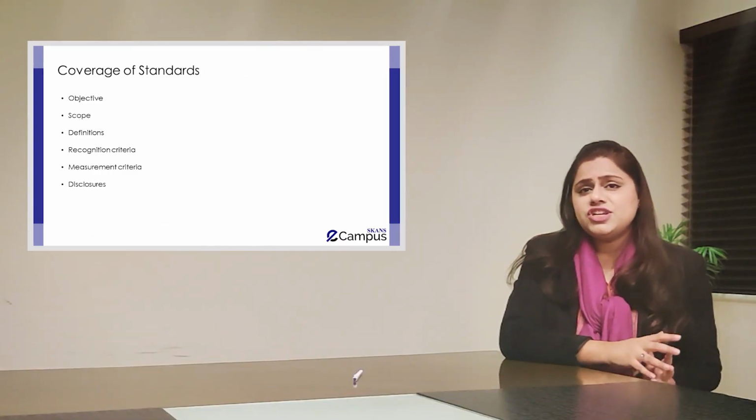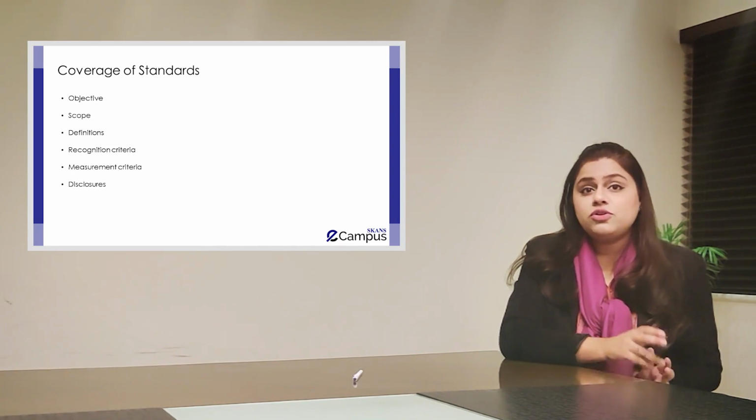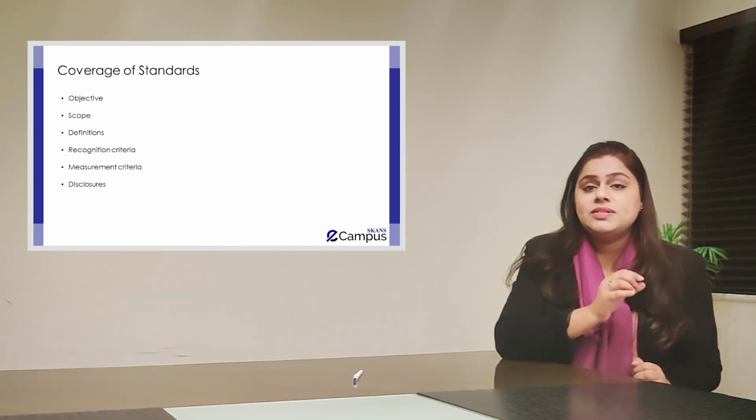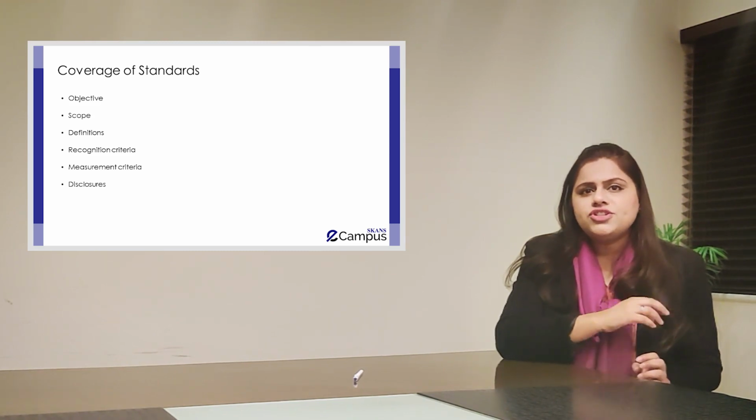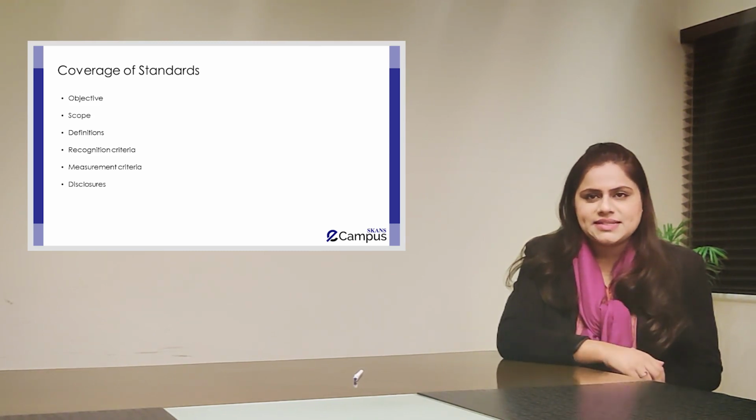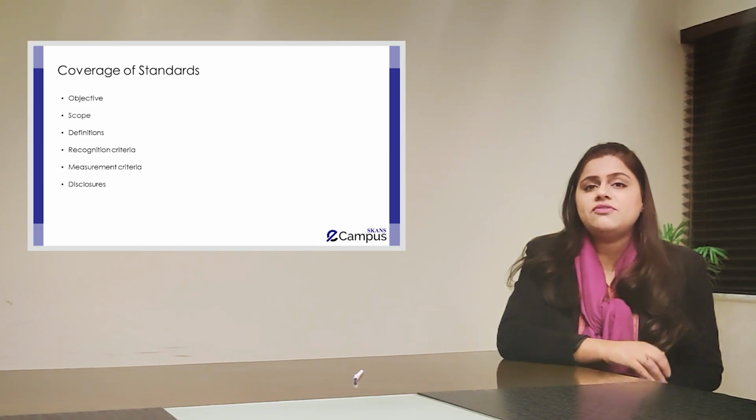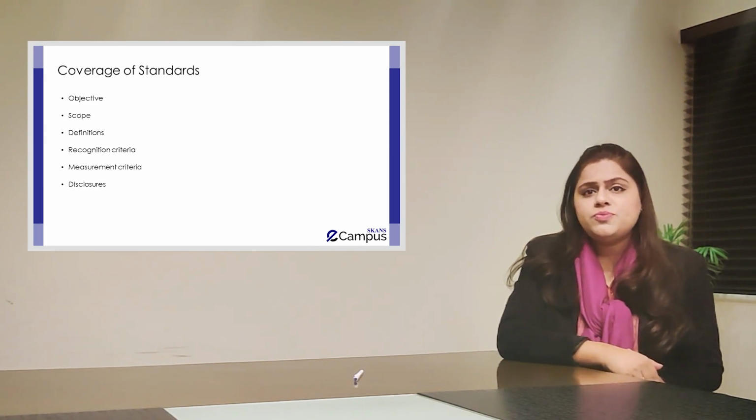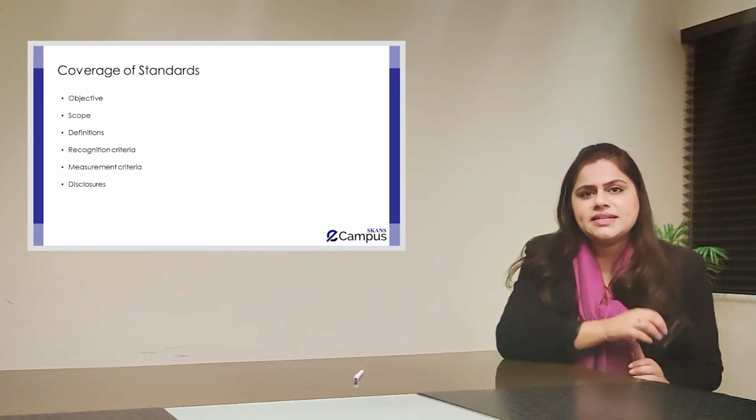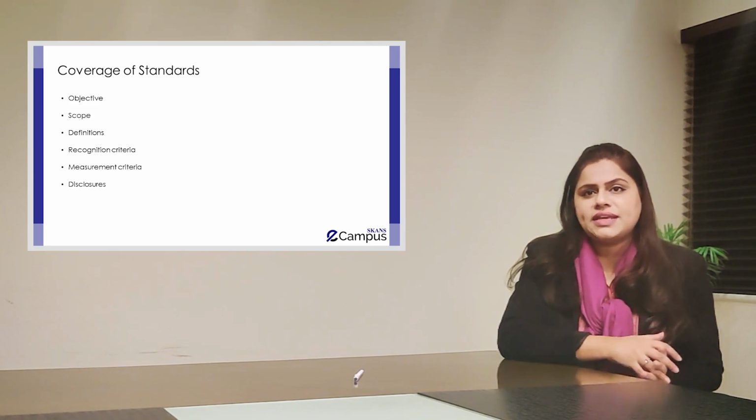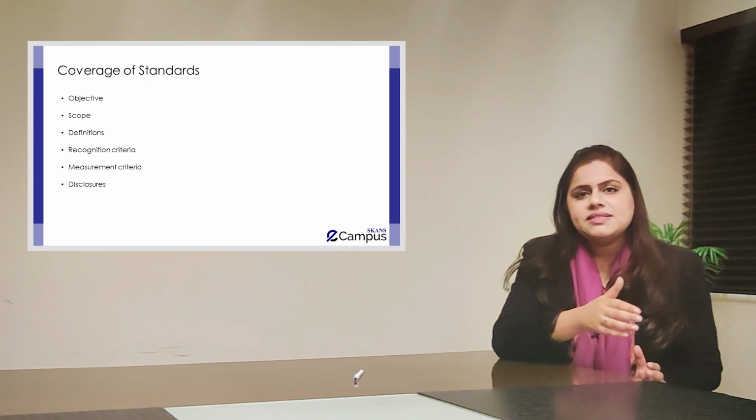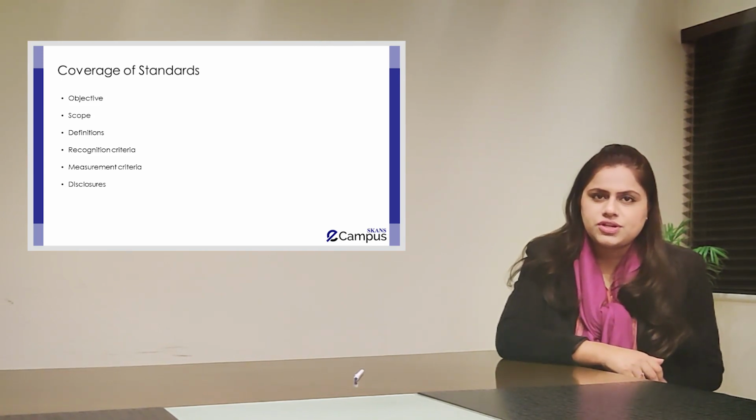While covering each individual standard, we will follow a certain pattern. We will start with the objective of the standard, identifying which topic will be covered in which particular standard. Then we will cover the scope of the standard, which means what are the items on which this particular standard is applicable. Then we will cover key definitions and recognition criteria. Then comes the measurement criteria and disclosures.